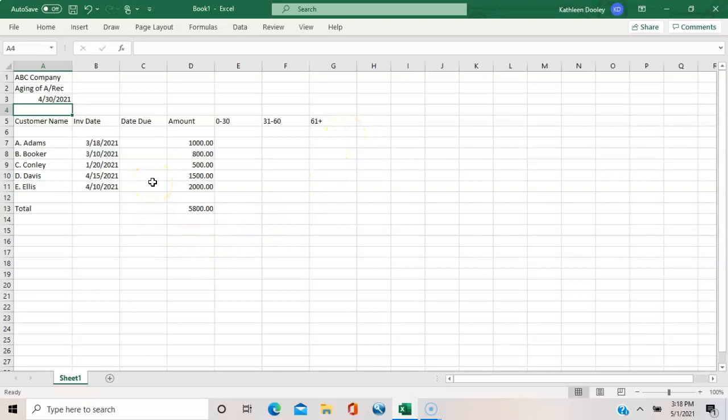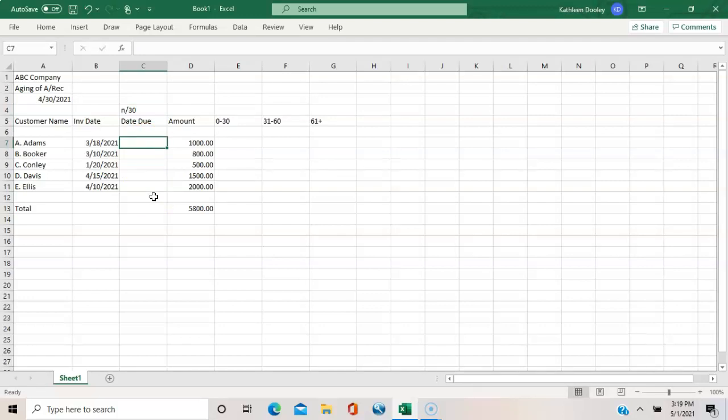So we have to know, well, when were they due in the first place to be able to see how many days past due these amounts are. So let's go through and do that. For A. Adams, the invoice date was March 18th of 2021. Now there's 2 different ways that companies might calculate out the due date. Let us say that the policy for the store is net 30. Okay, so these are due within 30 days.